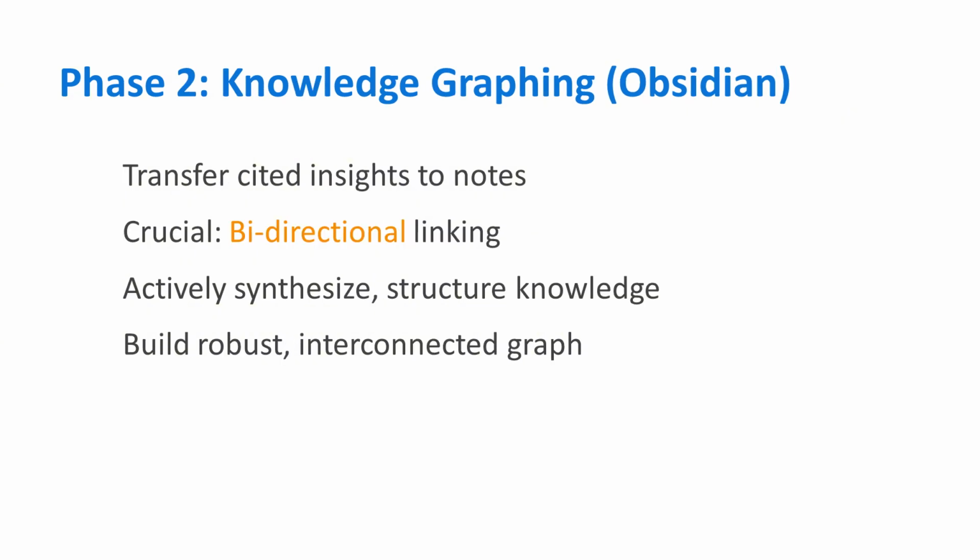Once I have those grounded insights, I move to phase 2, knowledge graphing in Obsidian. This is where information starts to coalesce into true understanding. First, I handle the transfer and structure. I copy those grounded, cited insights from NotebookLM into new nodes within my Obsidian vault. Each core concept gets its own node.